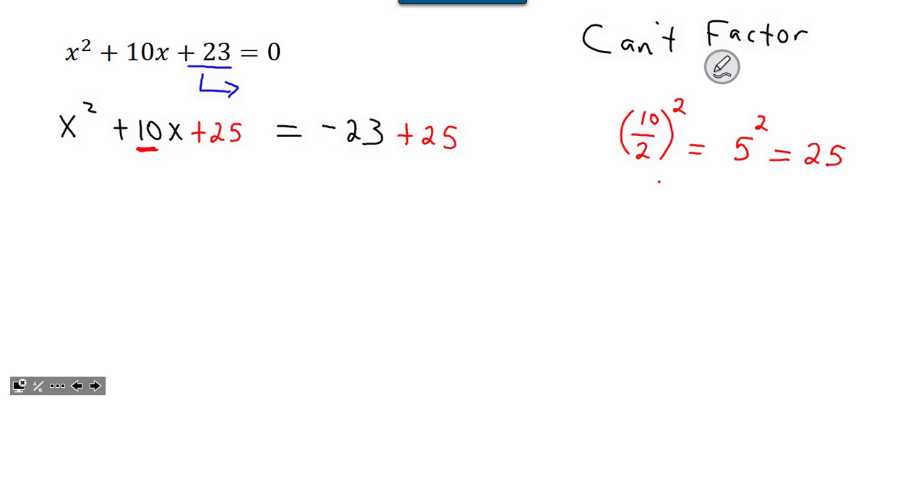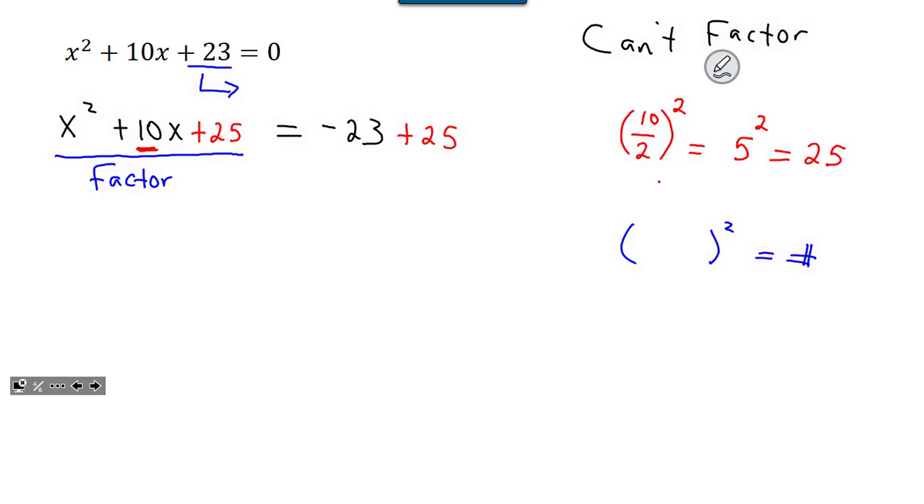My goal, basically, in completing the square is to get back to the square root method. So my goal is to get this to be something squared equal to a number, and then I'm going to go back and use that square root method that I have. Once I've taken half of that number and squared it, what I'm left with over here is a trinomial that I now should be able to factor.